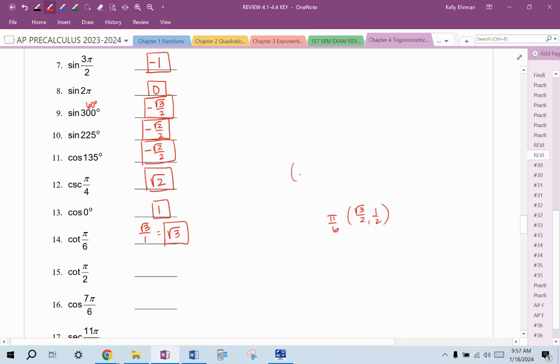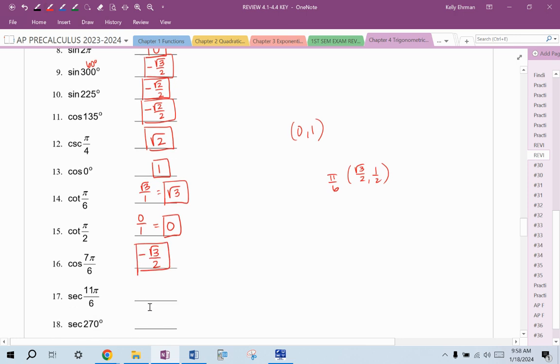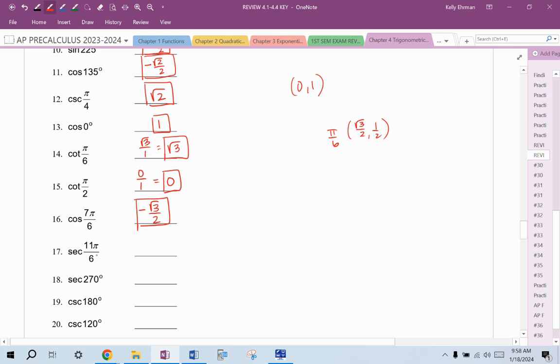Cotangent of pi over 2 at the top of the circle there. X over y is 0 over 1. So that's 0. You have to simplify that for the test. Cosine at pi over 6 is radical 3 over 2. And because you're in quadrant 3, it's negative. The secant of 11 pi over 6, so take the x value at pi over 6 and flip it, 2 over radical 3. And in quadrant 4, we're positive, so 2 radical 3 over 3.